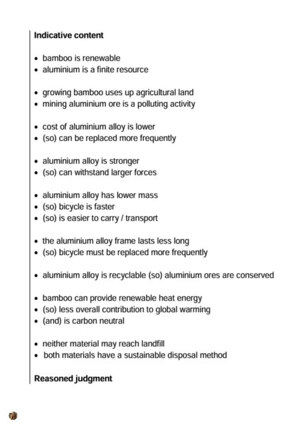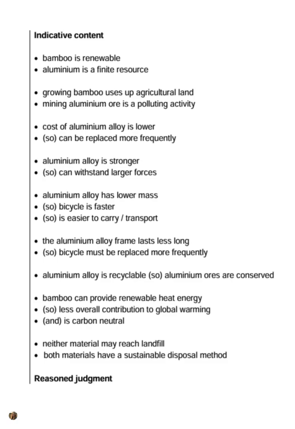So remember, it doesn't have to be an essay, you're just linking ideas together, you don't have to cover absolutely everything, but here are some examples of what you could say. So bamboo is renewable, so you could say, it can be replaced, it can be grown back, whereas aluminium is a finite resource, there's a limited amount of aluminium ores that can be obtained. Growing bamboo uses up agricultural land, which is therefore not being used to produce food, but mining aluminium ore is a polluting activity, so that's a negative.